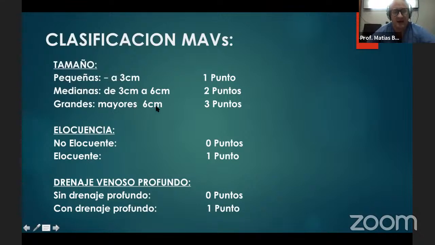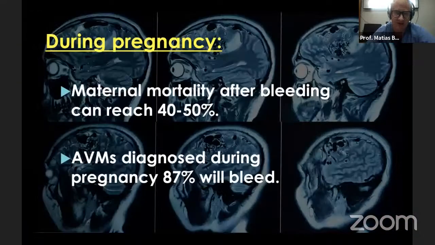The patient had a 6 centimeter AVM, 3 points, in an eloquent area, of course, because the AVM was close to the Broca's area and to the primary motor cortical area on the left side, 1 point. And in this classification, the AVM had no deep drainage, only superficial drainage. 4 points in the Spetzler-Martin classification.